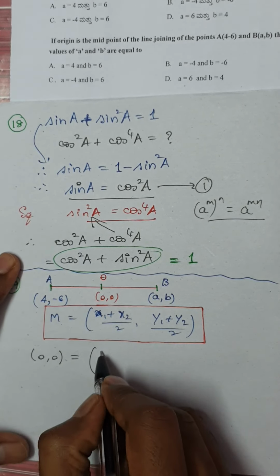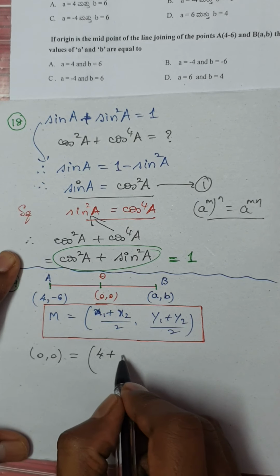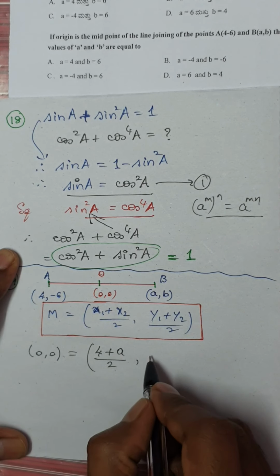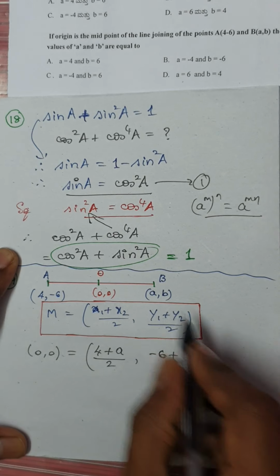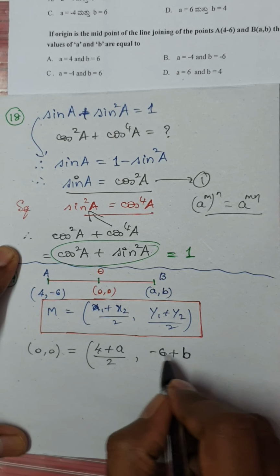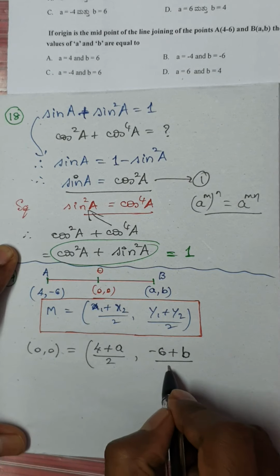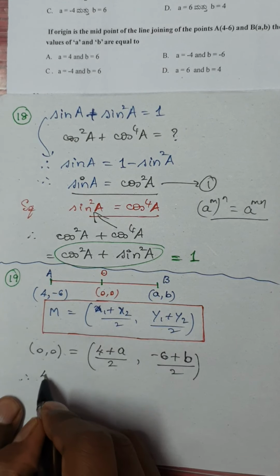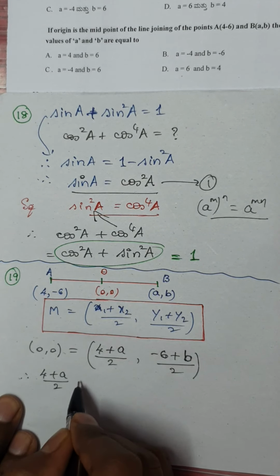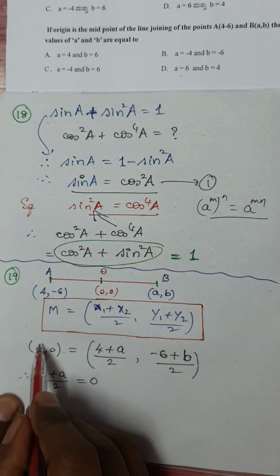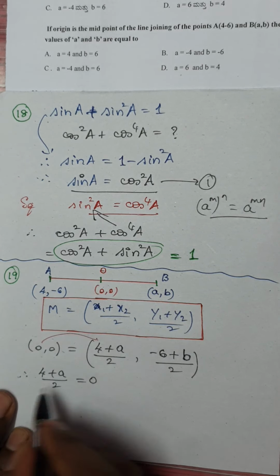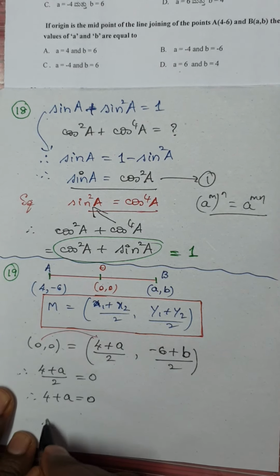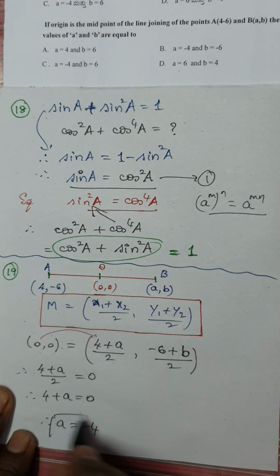This is nothing but, what is x1? x1 is 4 plus x2. x2 is actually a. So (4 plus a) divided by 2, comma, y1 is actually minus 6 plus b, divided by 2. Please make a difference in writing b and 6 in a different way. Okay. So if you equate the terms separately, you will get (4 plus a) divided by 2 is equal to 0 just by equating the x coefficients. Okay. Therefore, if you cross multiply, you will get 4 plus a is equal to 2 into 0, that is 0. Okay. Therefore, a value is minus 4.